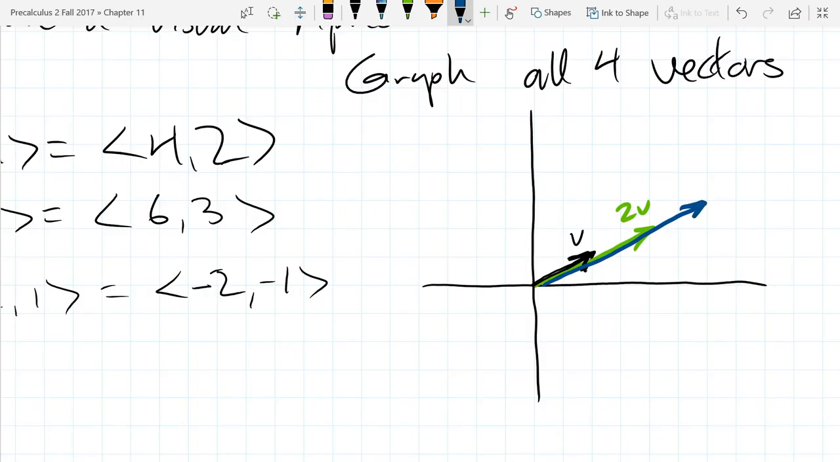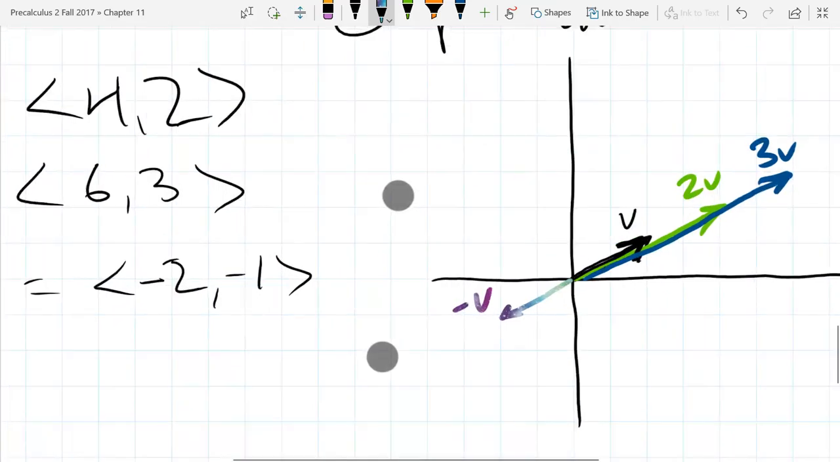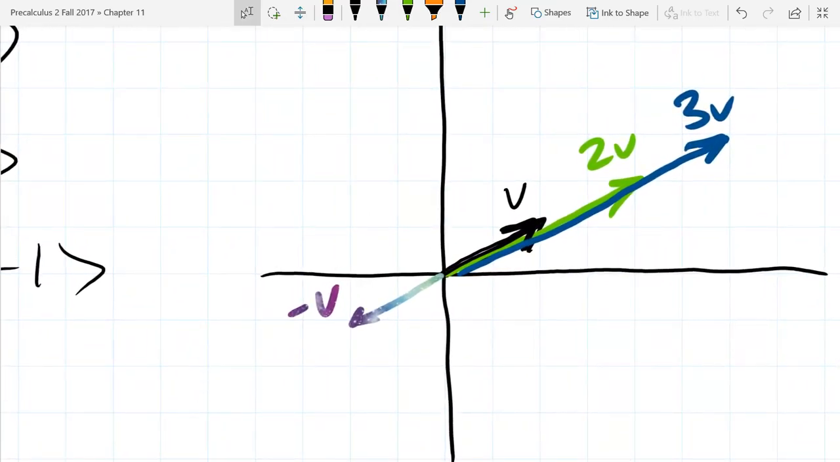I'm doing my best to draw them on top of each other without directly writing over them, so you can still see all three going in the same direction. All right, so any questions on the graph right there, of v, 2v, and 3v?